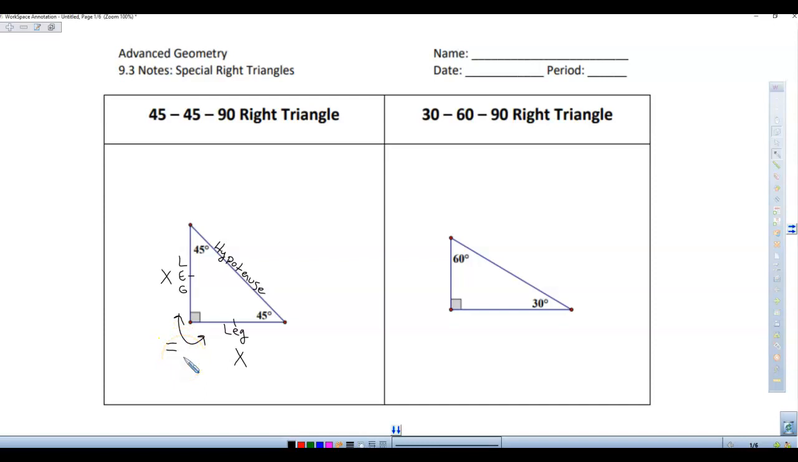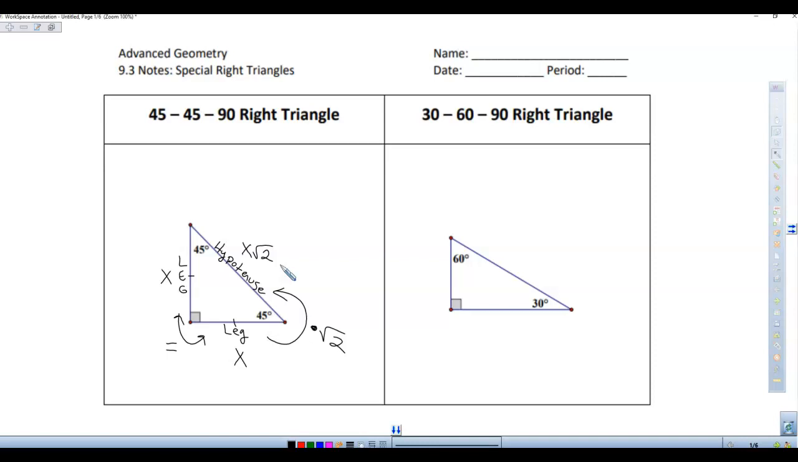And then what we know is that in order for us to go from the leg to the hypotenuse, we simply needed to multiply it by the square root of 2. So I'm going to ask you on your notes to draw this little arrow, and we're going to just use this map when we solve these problems. So in a 45, 45, 90 triangle, to go from the leg to the hypotenuse, you multiply the leg by root 2. So this is our map for a 45, 45, 90 triangle.